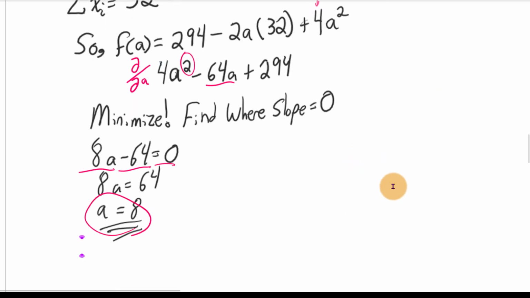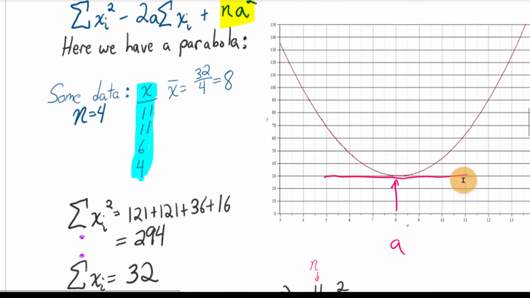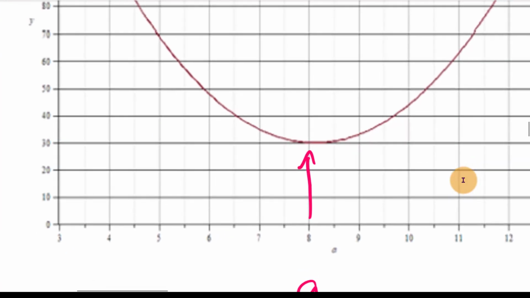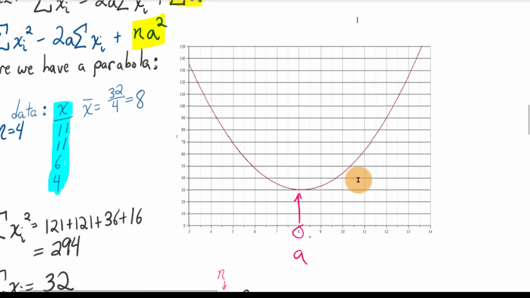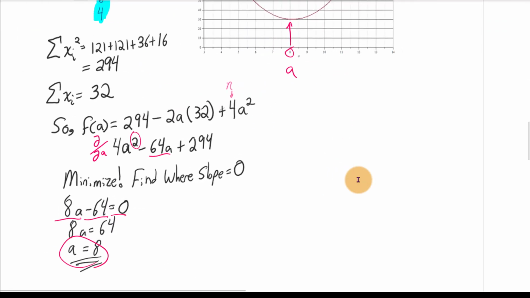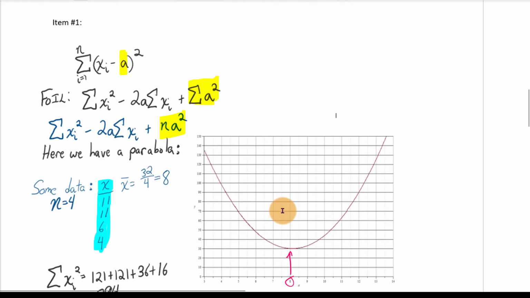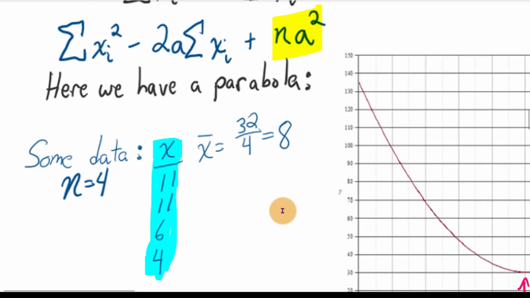Now for those of you who aren't calculus fans, fine, that's why I have the graph of this parabola. All we have to do is plot the parabola and zoom in, and we can see that the value of a that minimizes that parabola is right there at 8. Okay, so we can just either look at a graph and find that minimum, or we could do some calculus and find the minimum. Now, what's so special about the number 8? Oh yeah, 8 is the average of those numbers.